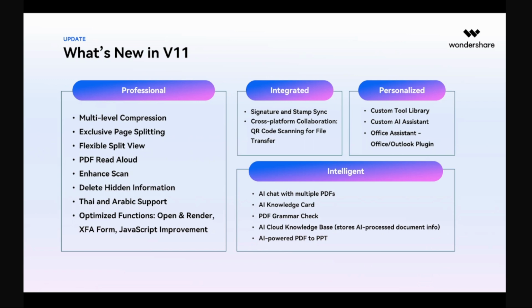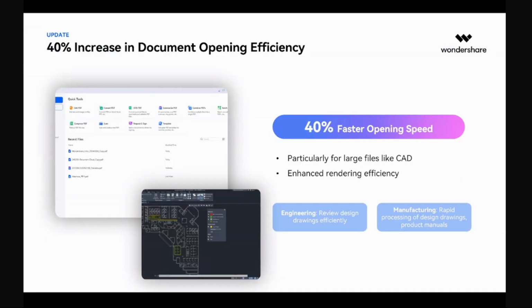Okay, and we do have AI as well. Now the AI is able to have AI chat with multiple PDFs. You can have an AI knowledge card. You can have a grammar check, and the last feature is AI generating the PDF to PPT. Okay, let's dive into some of those features.